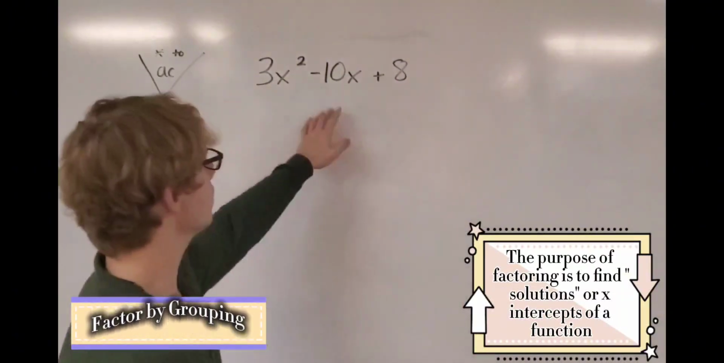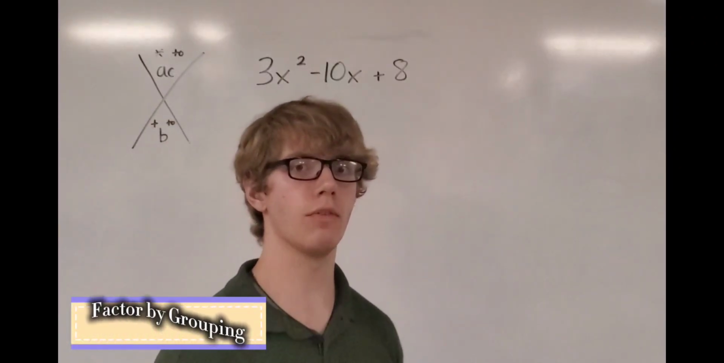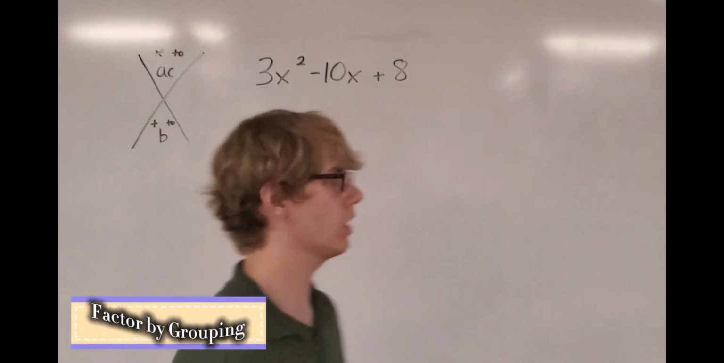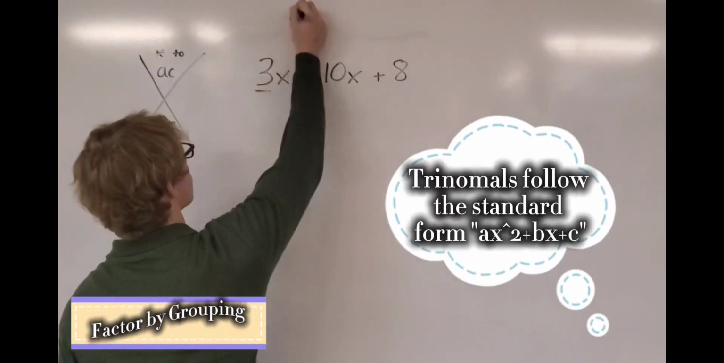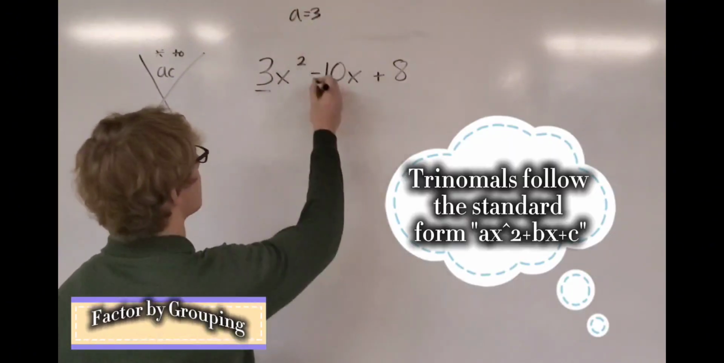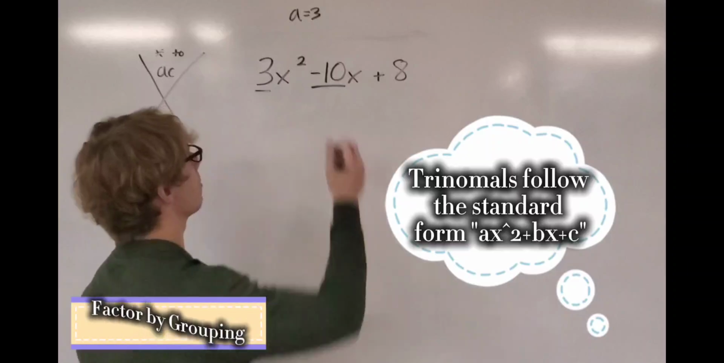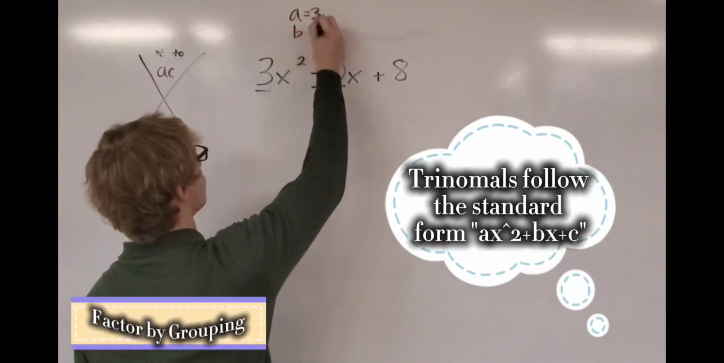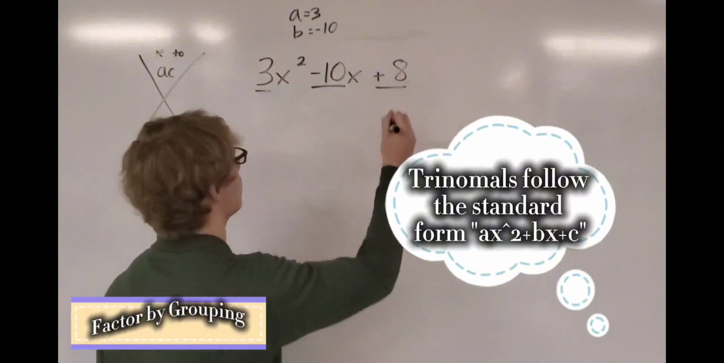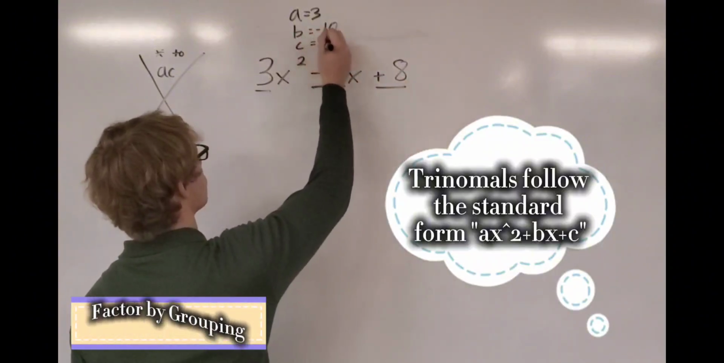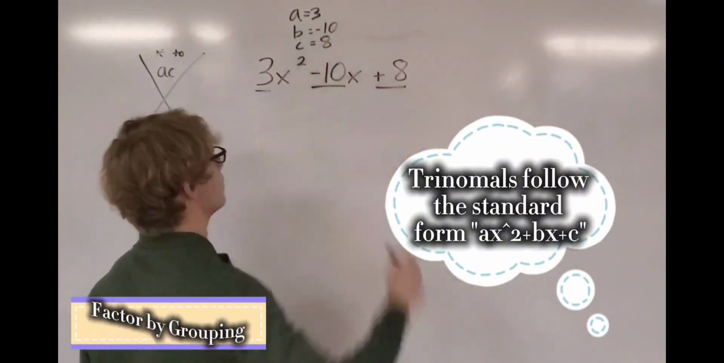So, the first thing we need to do is label each of our numbers for our trinomial, right? So we got our x squared term, and the number in front of that is going to be our a. So I'm going to write a is equal to 3. The number in front of our x is going to be our b term, so our b is going to be negative 10. And our c is going to be our constant, which is going to be this 8 right here. So my a is 3, my b is negative 10, and my c is 8.